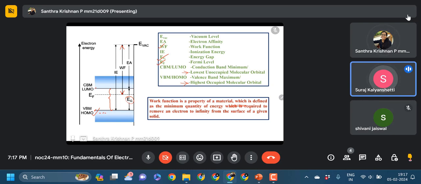Oh, that is, the work function is from the Fermi level. I was assuming that the work function is from the CBM line to the end of the vacuum level. That's what it is, it's basically from the Fermi level. Okay, got it.